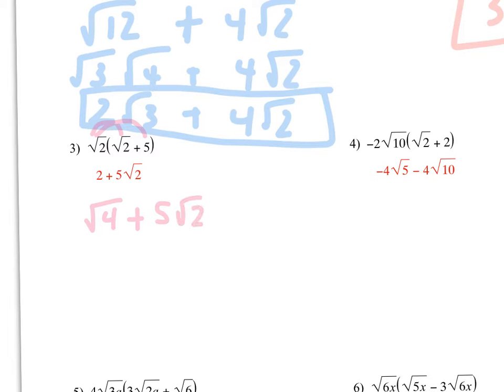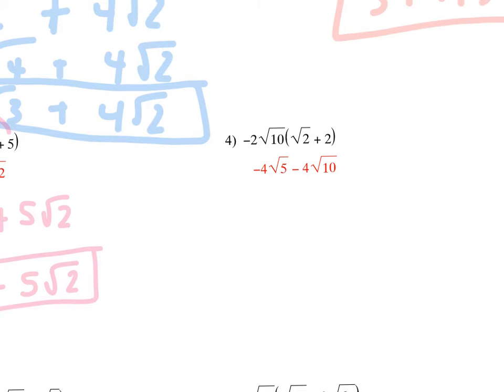2. Remember, the 5 is not under a square root, so you can't actually multiply the 5 and 2 and get 10. The only one that can break down is the square root of 4, which is, in fact, 2. 2 plus 5 times the square root of 2. As you can see, that is the correct answer.